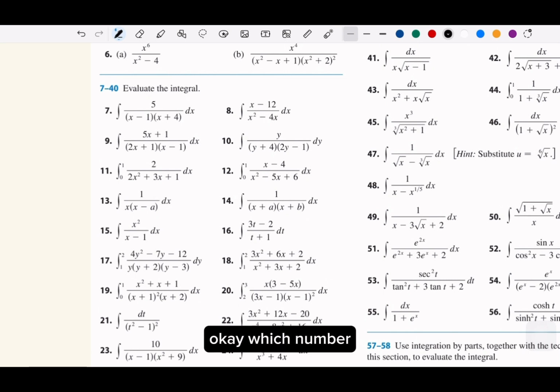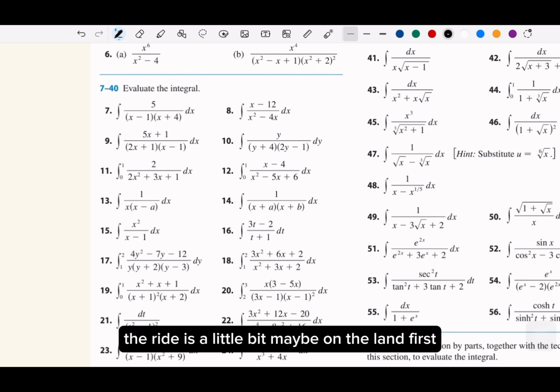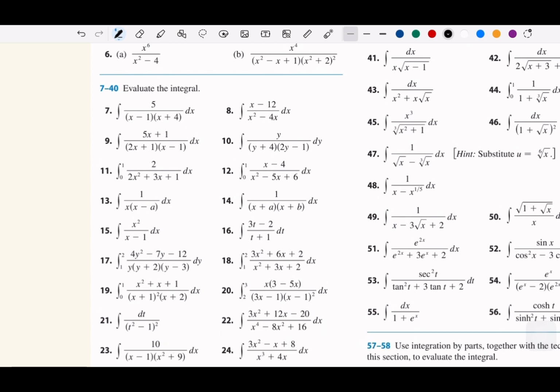Okay, which number? Which number though? Maybe focus on the left first. The right is a little bit difficult. Maybe on the left first. This is the usual partial fractions. Which one? Any idea? What number? Which one do you want?